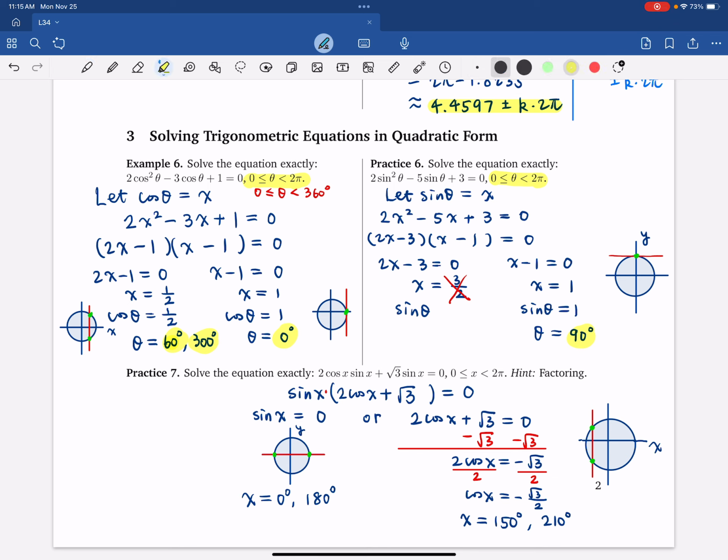And then before you box these answers, double check the restrictions. It says the angle measurements are between 0 and 2 pi or 0 and 360. So we can safely box these 4 angles. That will be the solutions.